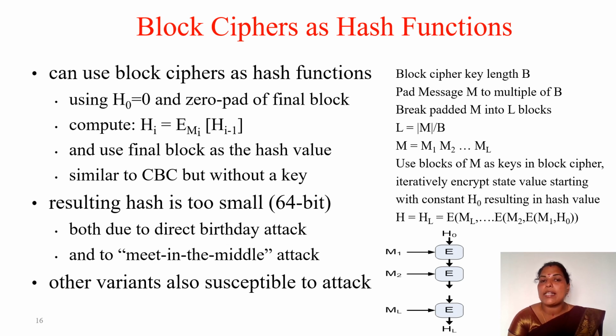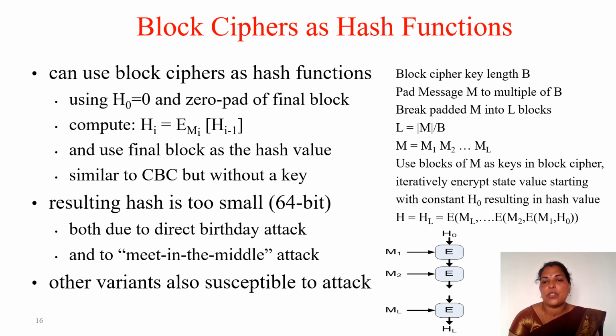This is similar to cipher block chaining but without a key. In cipher block chaining, we use a key, then only we perform the encryption. But here we perform the encryption process without a key, though the concept applied is based on cipher block chaining. But the resulting hash is very small, that is 64 bit. So it is vulnerable to the direct birthday attack and the meet in the middle attack, and other variants are also possible here. This is the general structure of how block ciphers are applied as hash functions.